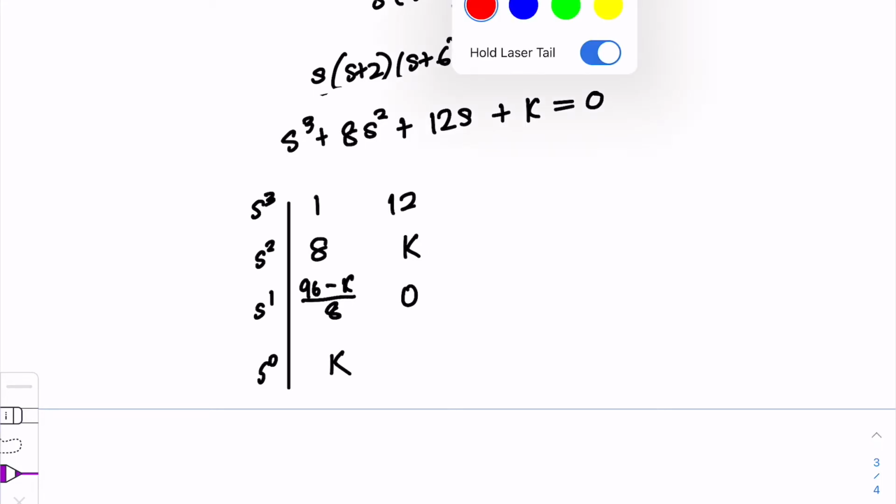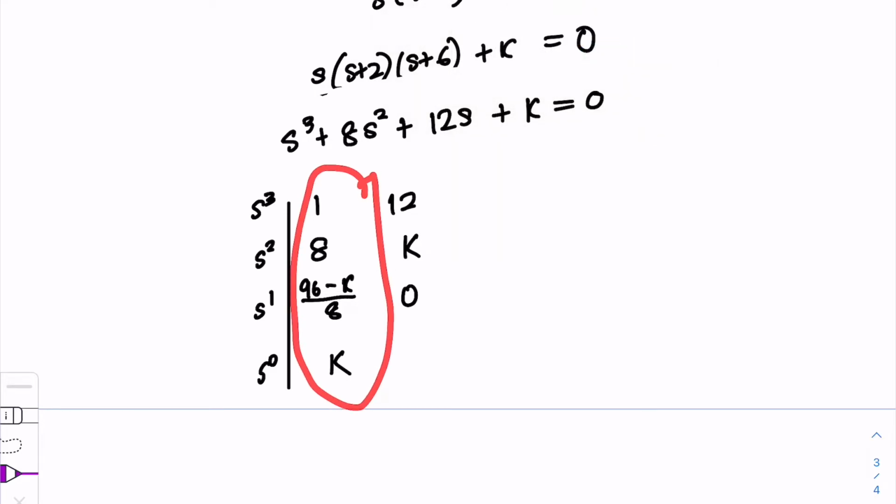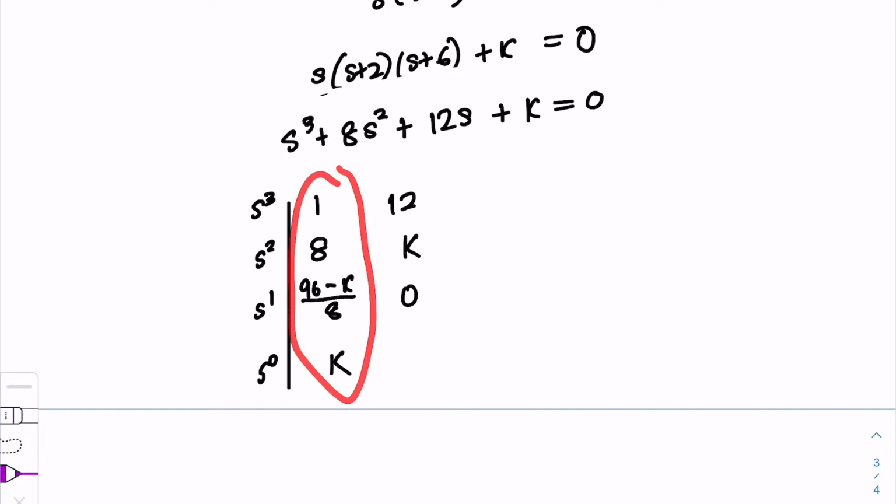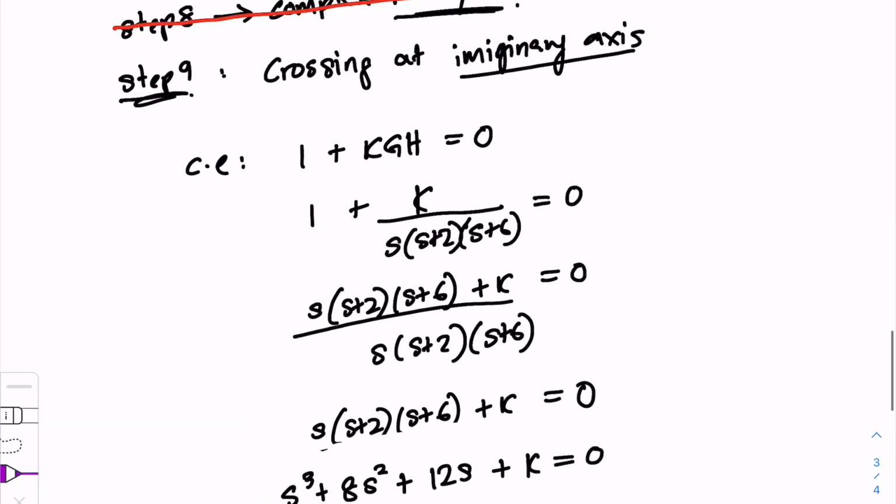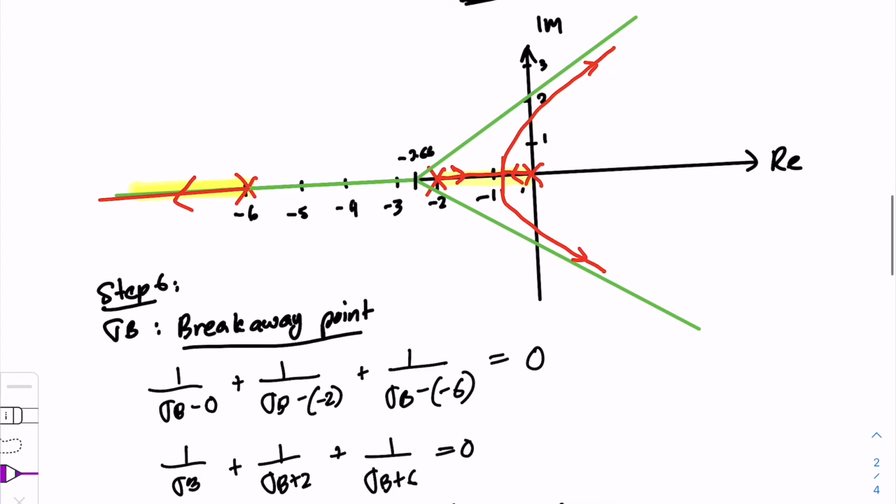So for my system to be stable, the root array, the first column must all have the same sign. So either it's all positive or all negative. In this case, the first two are already positive. For the system to be stable, then the third and the fourth terms must also be positive. But in this case, I'm not going to look for a system that is stable. Since the first two are already positive, the third and the fourth must also have the same sign to be stable. In this case, I want to know if the system is critically stable.